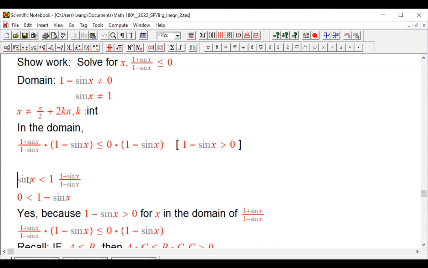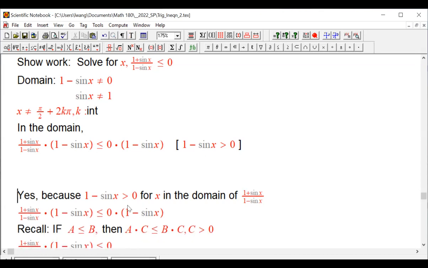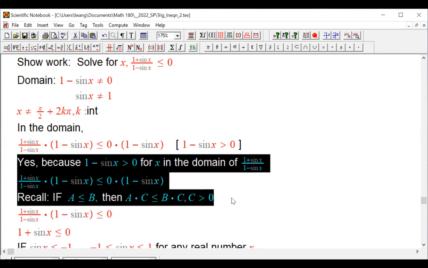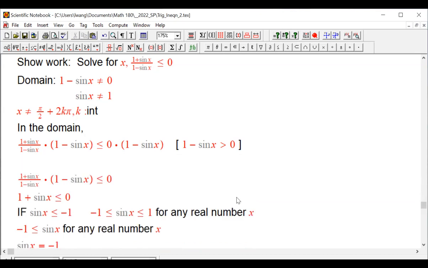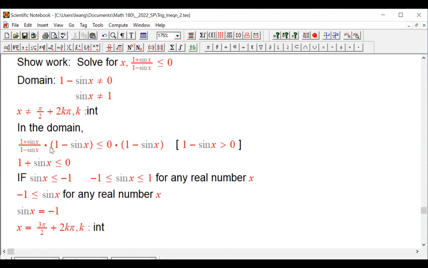This is just to demonstrate how it is. You can just use that reason. So 1 minus sine x is positive, so we can remove all of these. In the next step, you just multiply by a positive number, because in the domain, we have that.